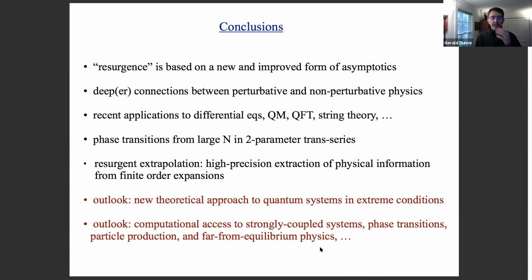One thing I emphasize today is that by considering multi-parameter trans-series, you can actually probe phase transitions that you can't do if you just stick with one variable. And at the end, I just mentioned very quickly this idea of resurgent extrapolation, that you can actually get surprisingly high precision information about non-perturbative physics from just a few coefficients in a perturbative expansion. So let me stop there.